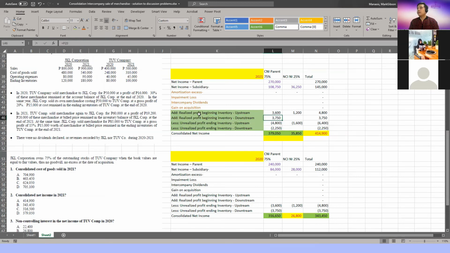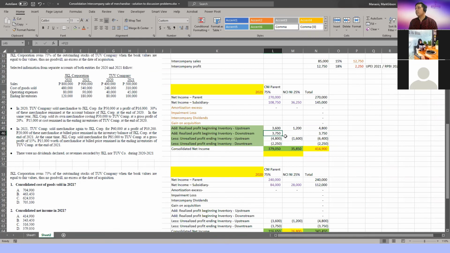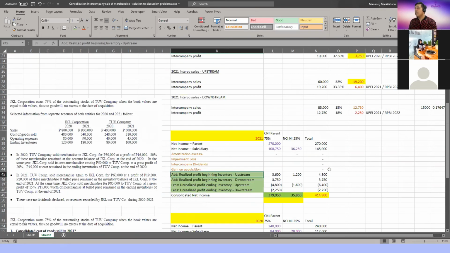And since meron tayong upstream and downstream for each year, which could be normal, no? Kasi possible naman talaga na in a given year ay magbenta si parent at magbenta rin si subsidiary. So sige, ituloy natin yung calculation na to. So sabi diyan, add realized profit beginning inventory upstream. Again, this is 2021. So hanapin ko yung profit beginning inventory ng upstream for 2020.